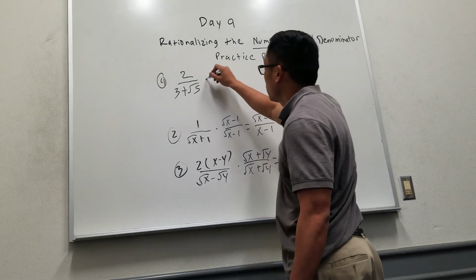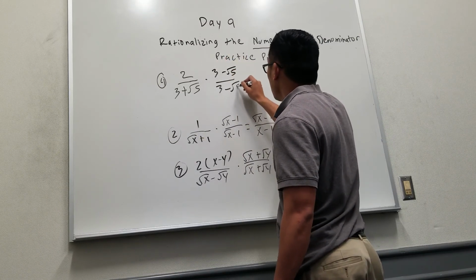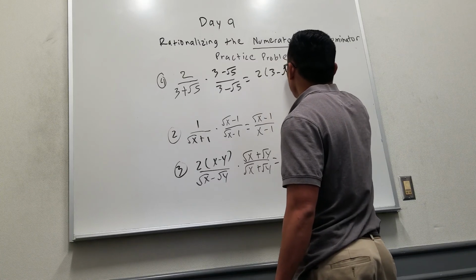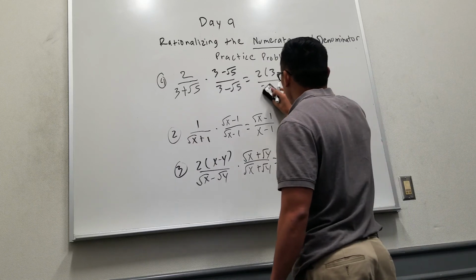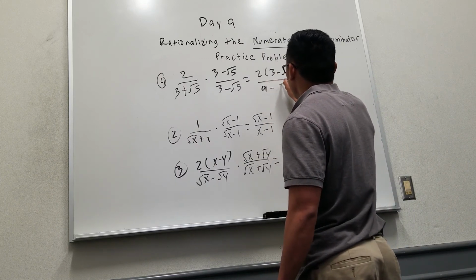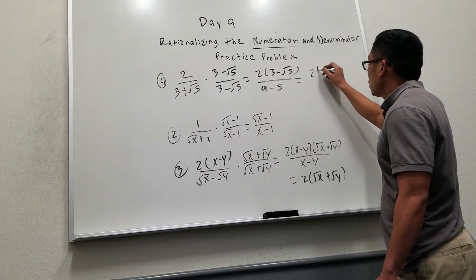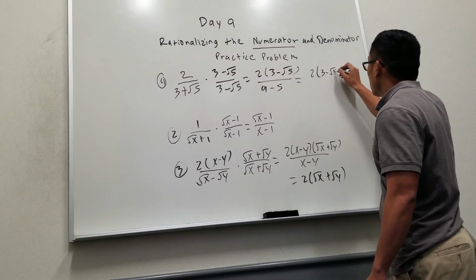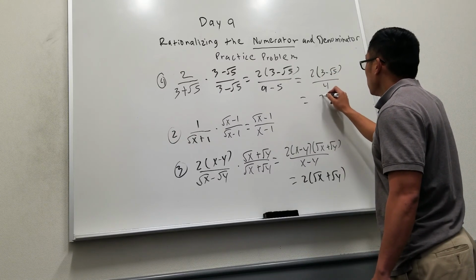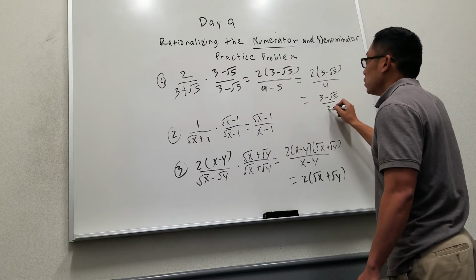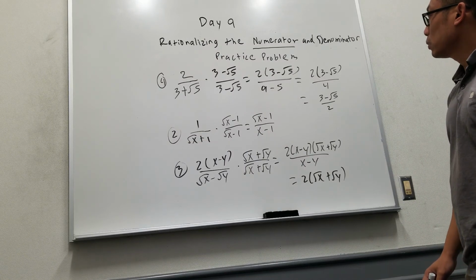Okay, so let's multiply this by the conjugate, same thing. Minus radical 5, then you get 2, 3 minus radical 5, 9 minus 5, 9 minus 5, and what do you got? 2 on the top, 3 minus radical 5. This is going to be 4, and you notice it can reduce. This will be 3 minus radical 5 over 2. That's it. That's all you do. Finito.